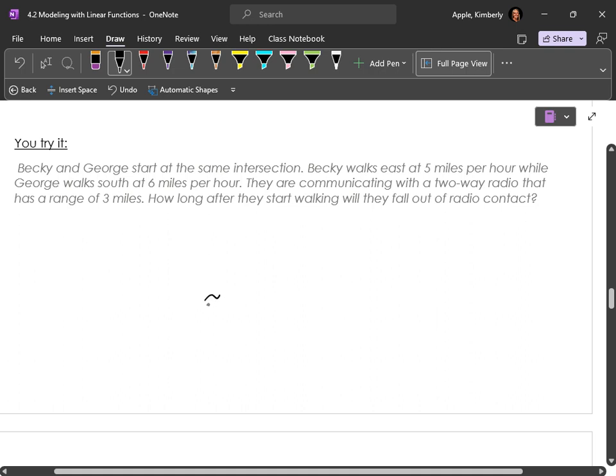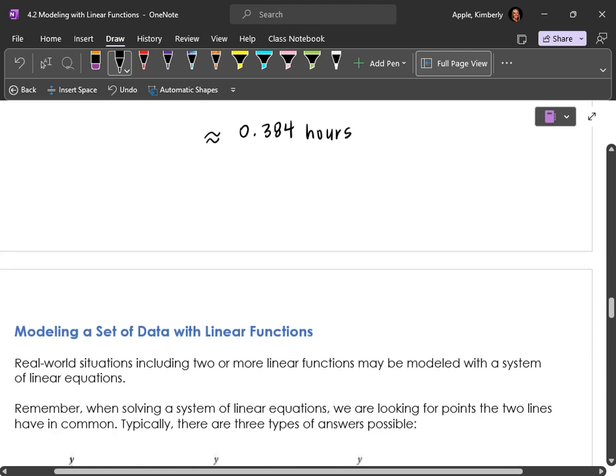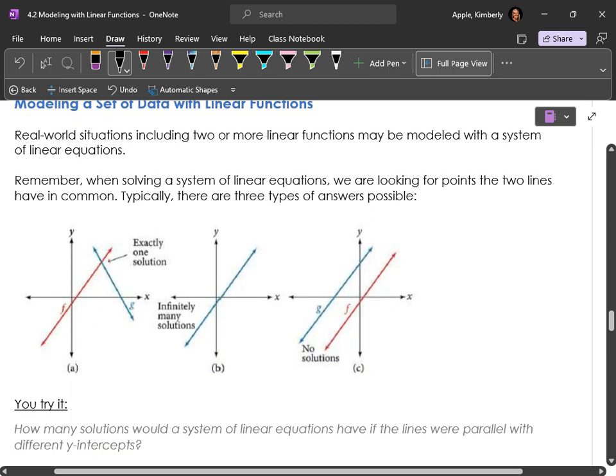All right, so let's see how you did. This will be approximately 0.384 hours. If you have questions, just see me during office hours about that try it problem. Just exactly like the previous example.